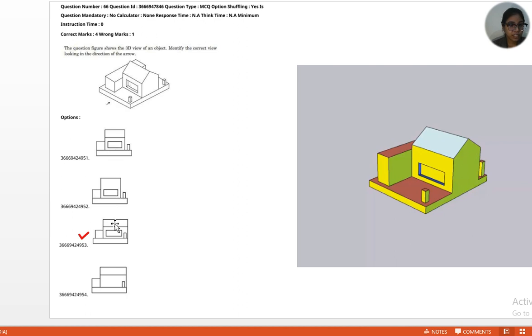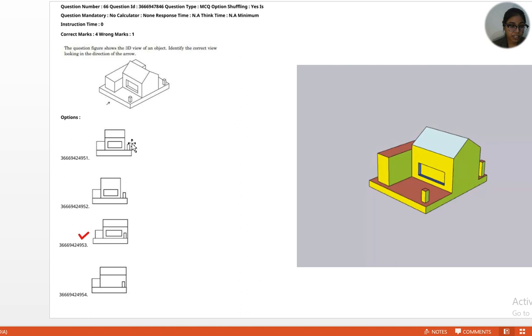Look at option number A, B, C and D. How are they different from each other? You have to first find this out. See, in option D, they have not marked this big window which is over here in this house. That's why D is out. Option D can be neglected. Now let's see A, B and C. In option B, they have not marked this roof line, this one. That's why B is also out. Now we are left with A and C.